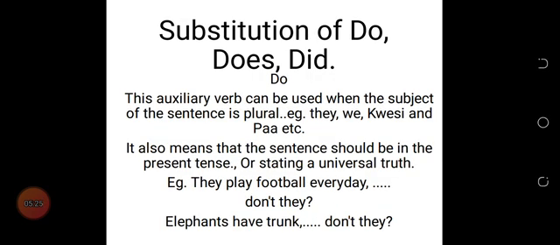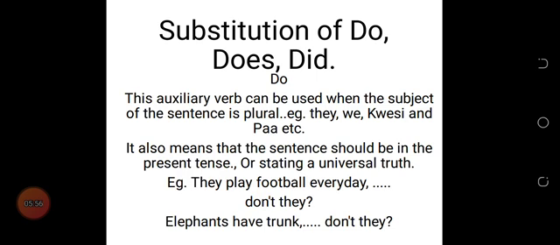So where we substitute do, does, and did: this auxiliary verb "do" is used when the subject of the sentence is plural. Example, they, we: those are plural subjects. Kwesi and Pa, where we have a conjunction bringing the two, we are making them a plural subject. It also means that the sentence should be in the present tense. Very good. So that's another thing about do.